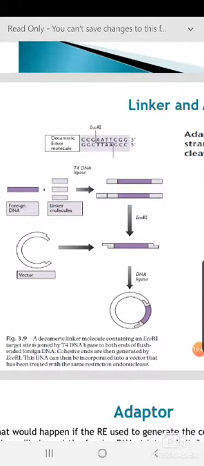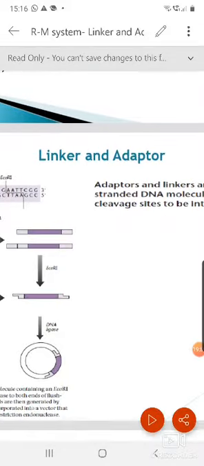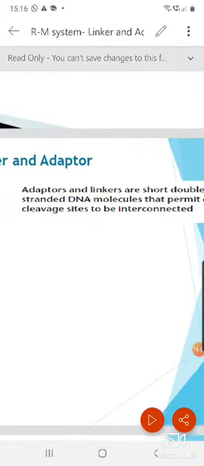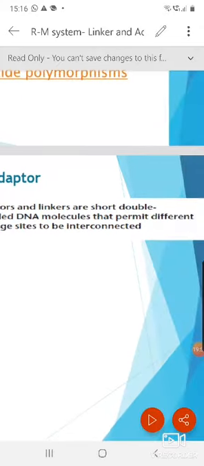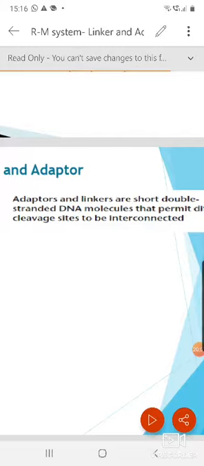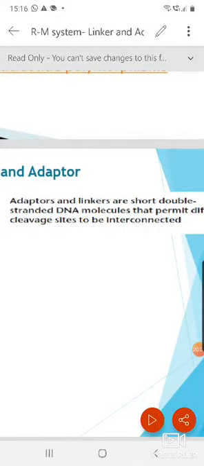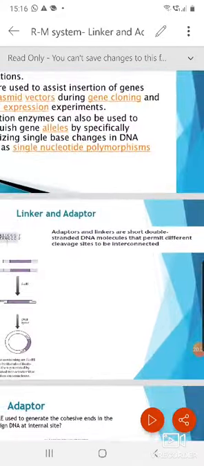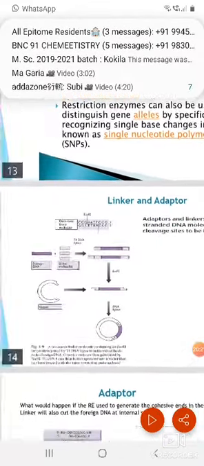See these two things. This is also an examiner favorite question. What is a linker? Linkers and adapters are short double-stranded DNA molecules, most likely 10 to 12 base pairs, that permit different cleavage sites to be interconnected. That means synthetically prepared decameric fragments of 10 to 12 base pairs, where some restriction sites we have introduced, need to be ligated to your gene of interest during manipulation.